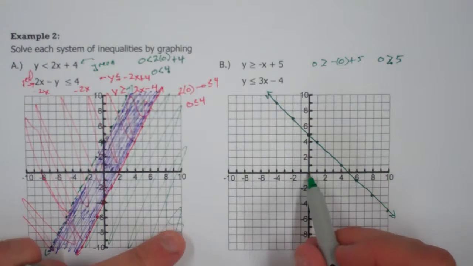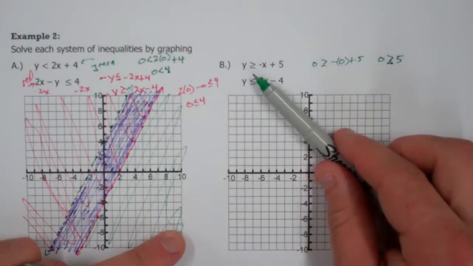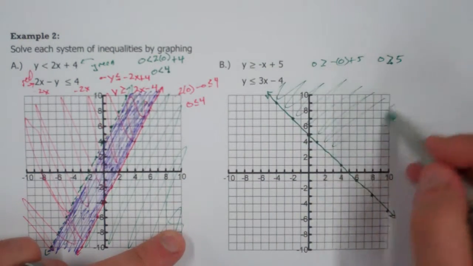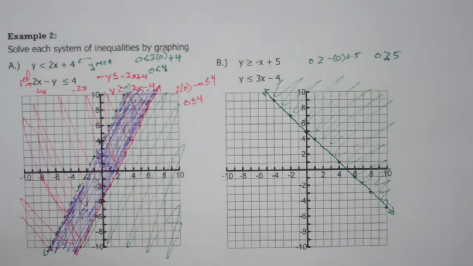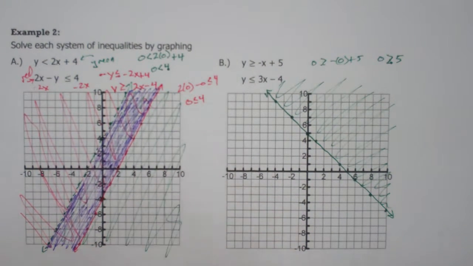So 0, 0 does not work for this one, which means none of the points here will, but everything on the other side of the line will. So I'll do my kind of marker shading here, and of course if you're using a pencil, then you just do it nice and light. We'll do the next one in red, and then we'll do our final solution region in purple.